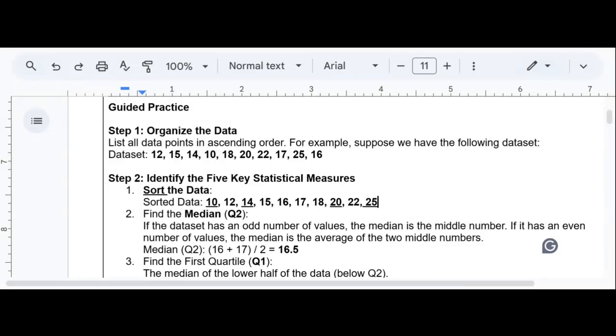So how much is the min? 10. Good. How much is the median? 16.1. How much is the max? 25. What's quartile 2? 14. What's quartile 3? 20. And then you make this box. Finish? Easy? Piece of cake, right?